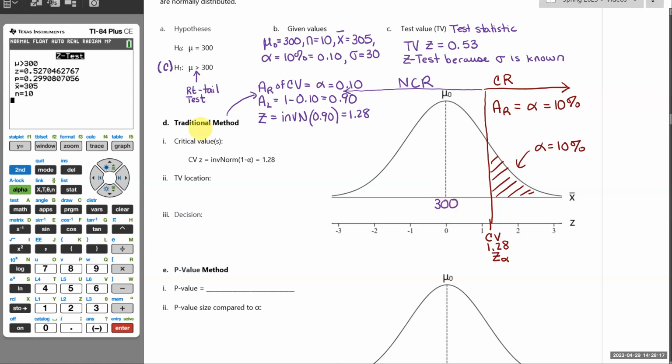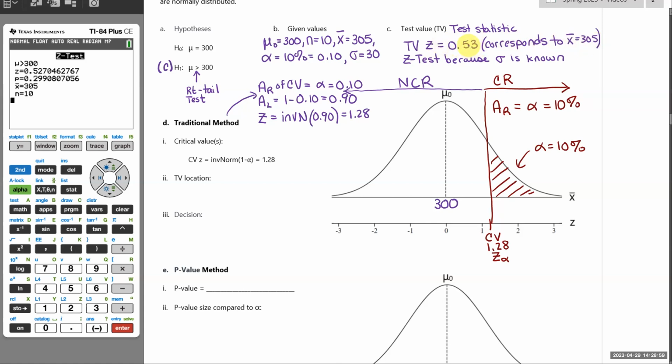All right, so here's how the traditional method works. You establish your critical region, and then you ask yourself, where did the test value fall? Where was it located? So our test value, I'm going to add something up here next to that. That test value corresponds, the calculator did the work, it calculated the z-score that corresponded to the x bar value of 305. So we didn't do it by hand, the calculator did it for us, but we entered the x bar and it gave us its z-score.